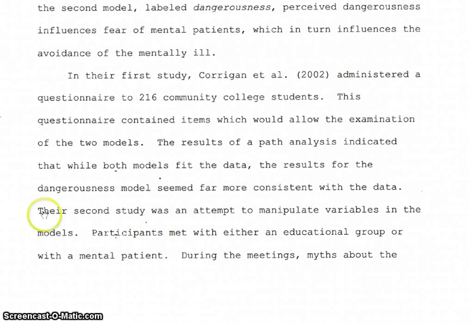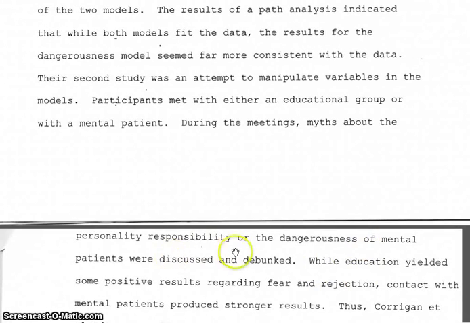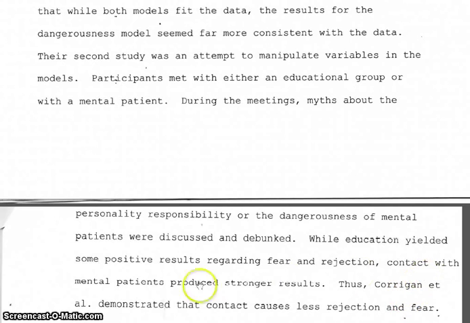Their second study, and see how we're already segueing into the second study, so really we want more information about this first study here. Their second study was an attempt to manipulate variables in the models. Participants met with either an educational group or with a mental patient. During the meetings, myths about the personality responsibility or the dangerousness of mental patients were discussed and debunked. While education yielded some positive results regarding fear and rejection, contact with mental patients produced stronger results.